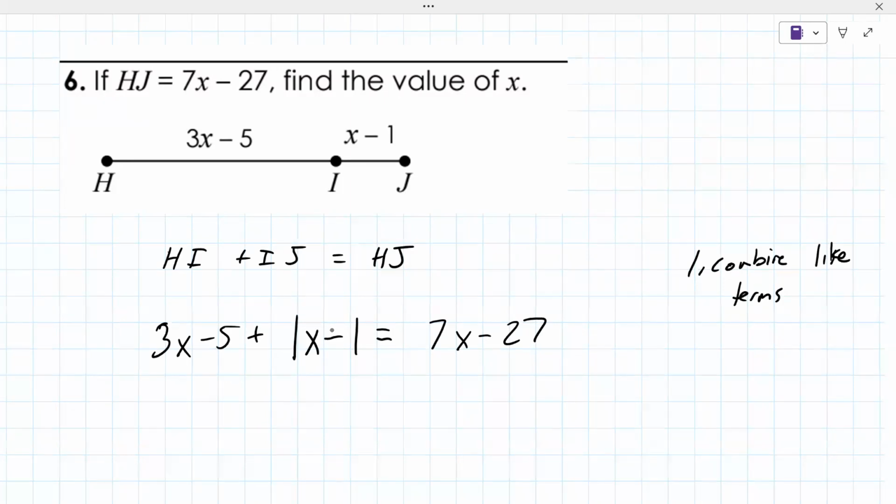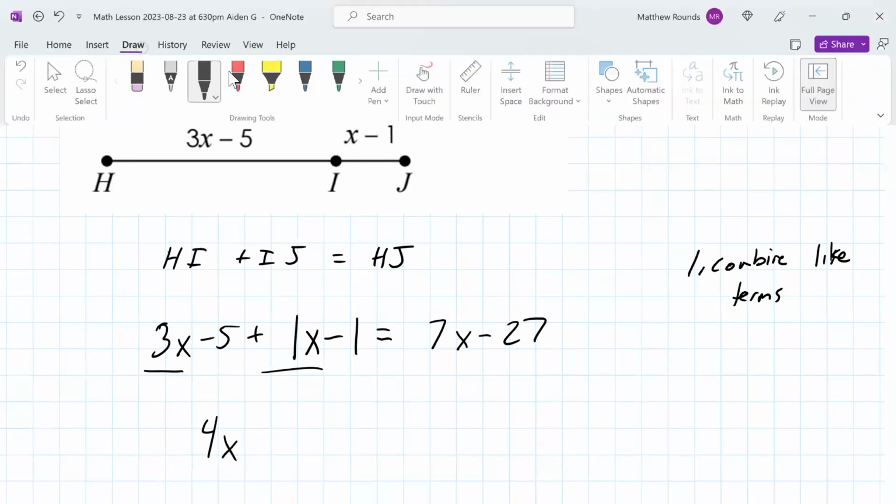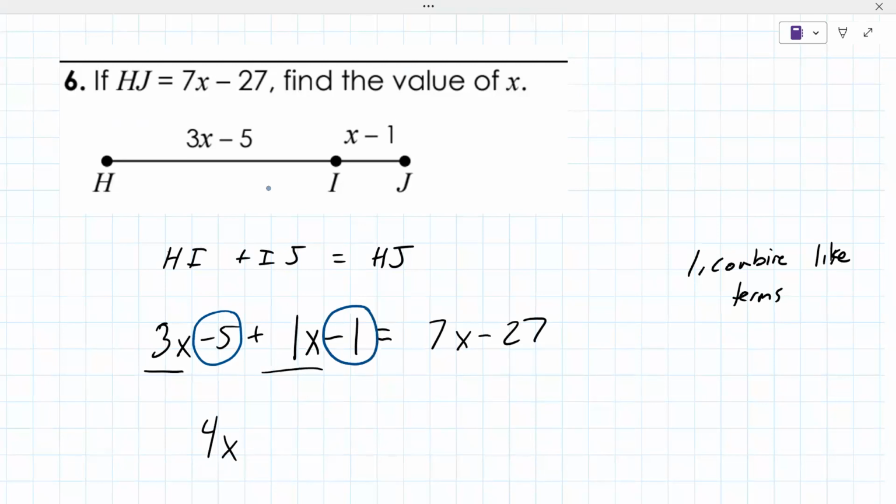Okay, 3x plus, what does that add up to? 4x. 4x, good. And then you've got, I'll do it in a different color here, that does typically help. -5 -1. What does that become?